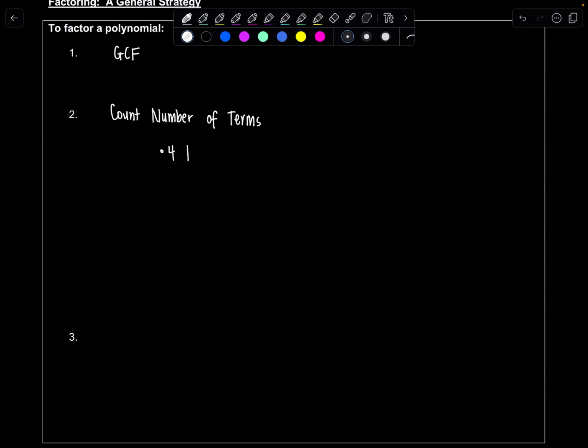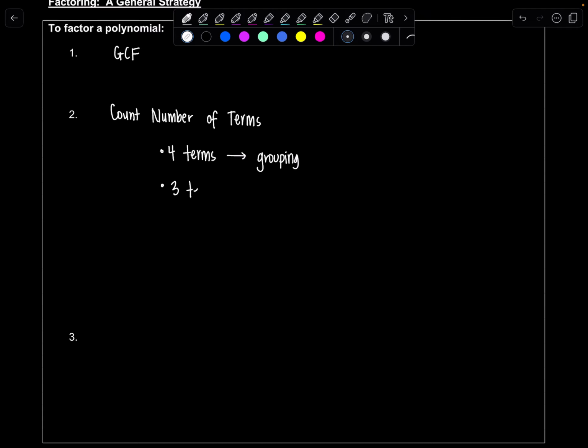If there are 4 terms, 99% of the time, you're going to factor by grouping. I did show an example where there were 4 terms and we had a perfect square trinomial and another perfect square, and it ended up being a difference of squares, but that's so rare. So just be aware that that comes up on occasion.